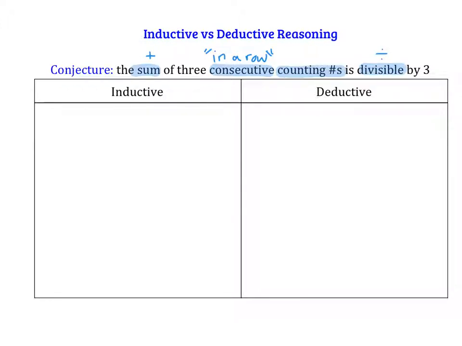If I were to do inductive reasoning to see whether this conjecture is true or false, I would come up with a specific case. I'd say, okay, let's actually add up 3 consecutive counting numbers and see if it's true. So let's say we do 8 plus 9 plus 10. 8 plus 9 plus 10 is 27, and 27 is divisible by 3. Here we just looked at a specific case. For these 3 numbers, I added them up and the sum is divisible by 3.